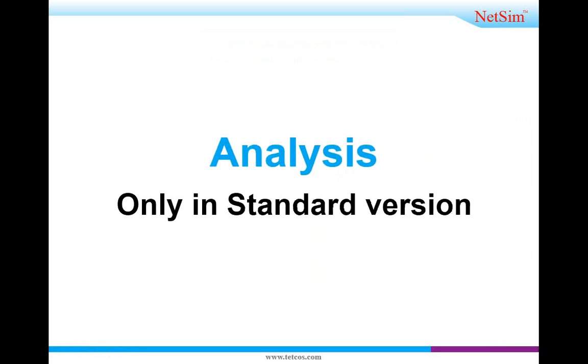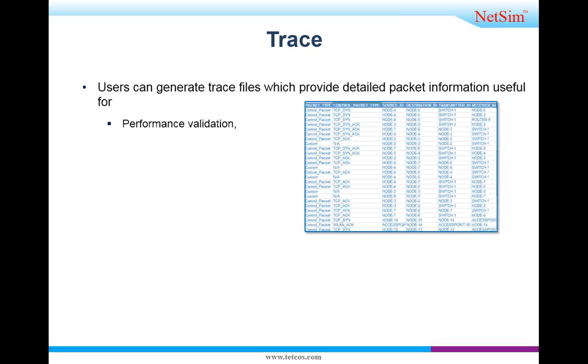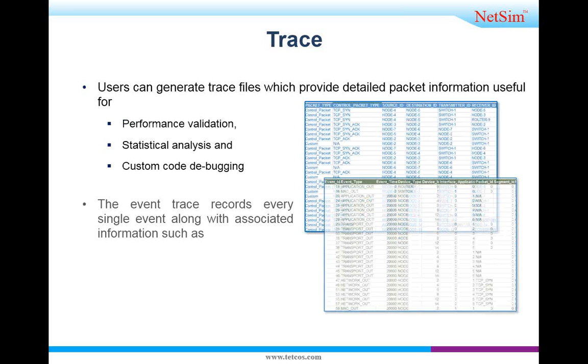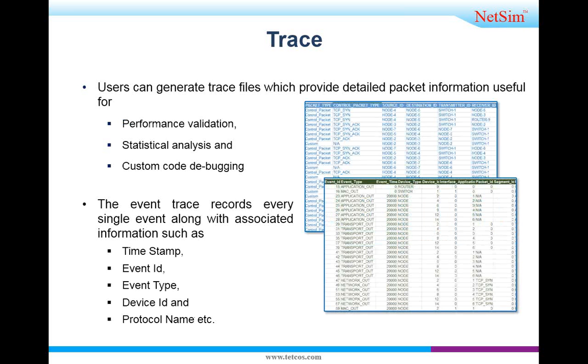Now, as I've told you, the software has two versions. One is academic and one is standard. So whatever features I've told you, these are available in both the versions, academic and standard. Now, some of the features which are exclusively available in the standard version are traces. Traces have two types. One is packet trace and one is event trace.